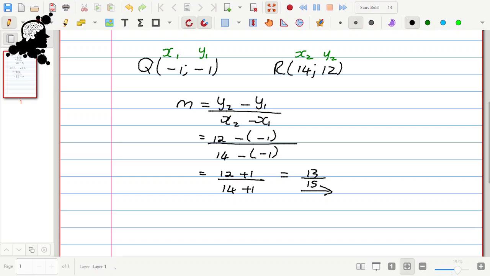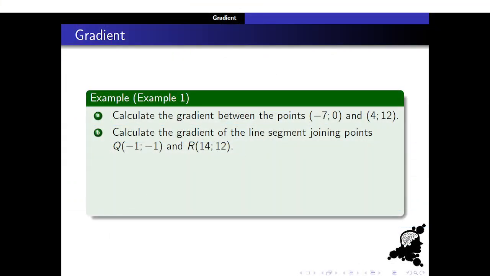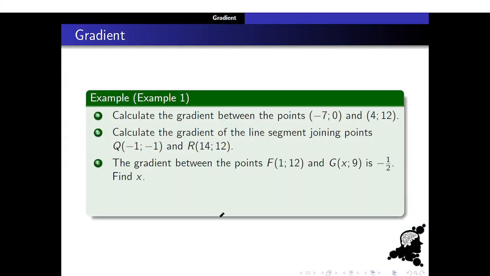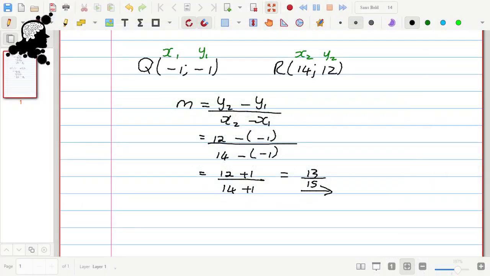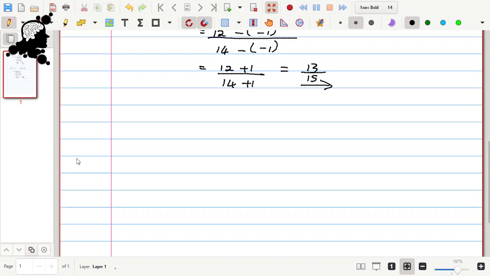I hope that makes sense, and I hope you guys are understanding how to go about using the gradient formula. Cool. In our next question, we're given the points f and g. Then we're told that the gradient is negative a half, and we need to solve for x. So let's write down the coordinates, and then let's take it from there.